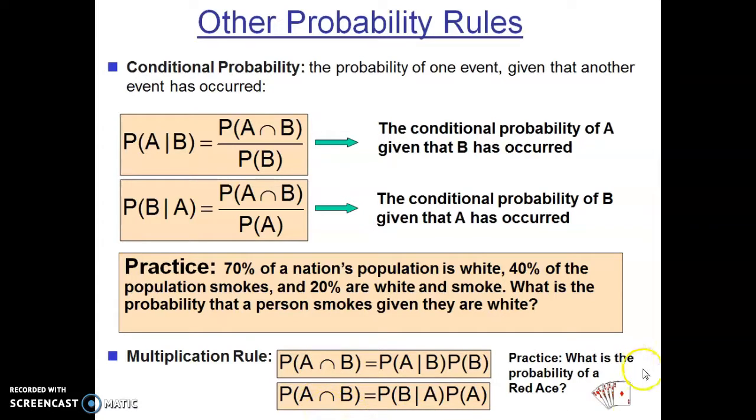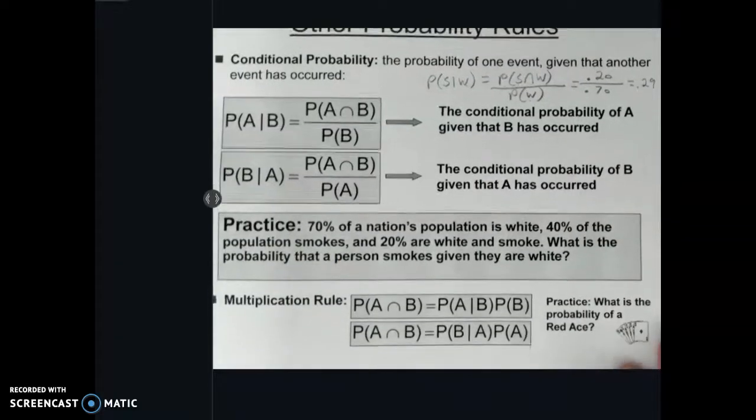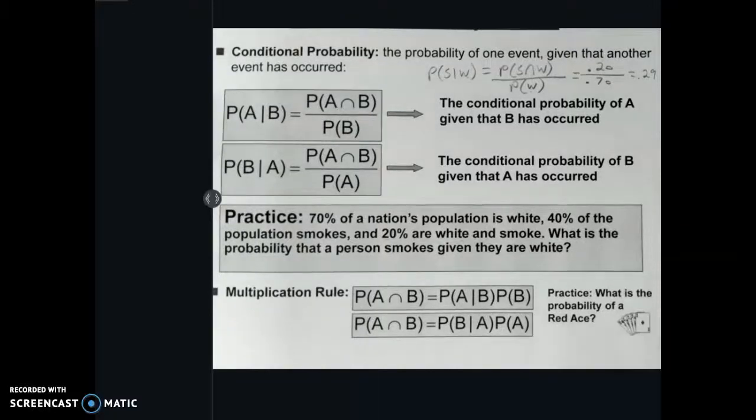It says here, what is the probability of getting a red ace? Okay. Well, let's use our formula. We'll rewrite it to fit the example better. What is the probability of getting a red intersecting an ace? It's going to be equal to the probability of getting a red given that you have an ace times the probability of an ace. Okay?